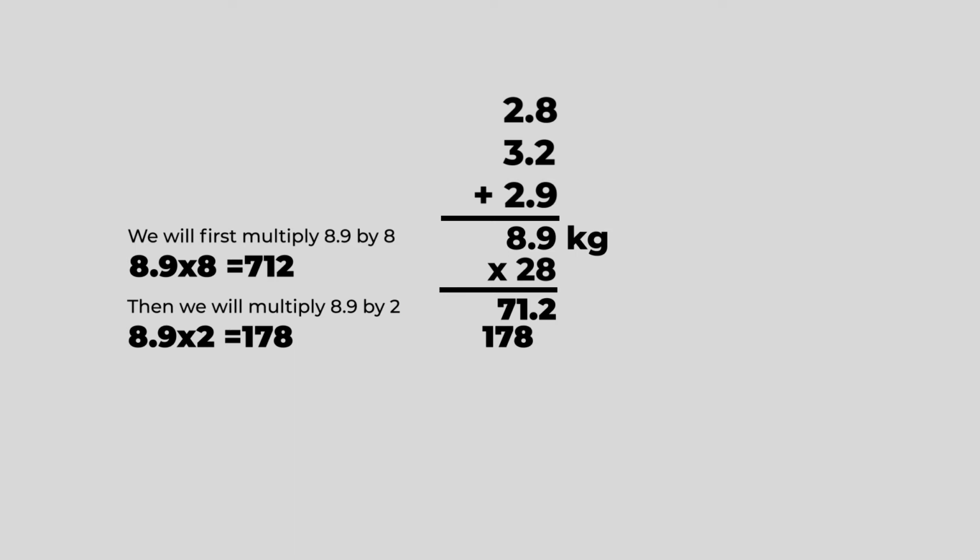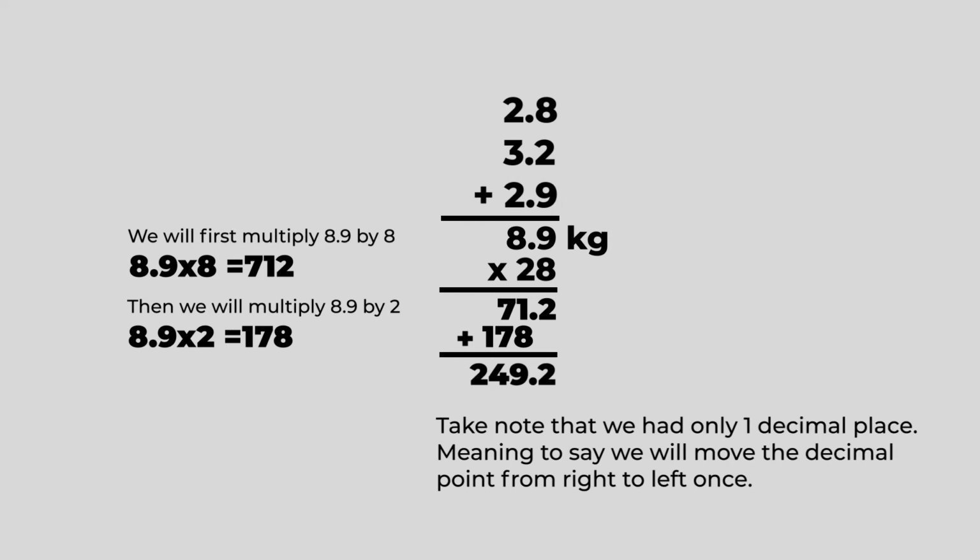We will now proceed to addition. 712 plus 178 is equal to 2,492. Take note that we had only 1 decimal place. Meaning to say, we will move the decimal point from right to left just only once. Thus, our answer is 249.2. What is asked in the problem?